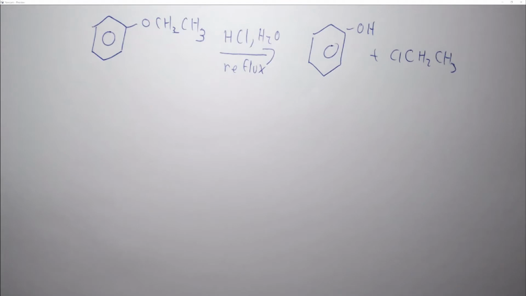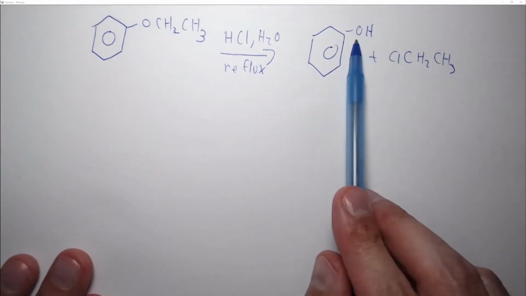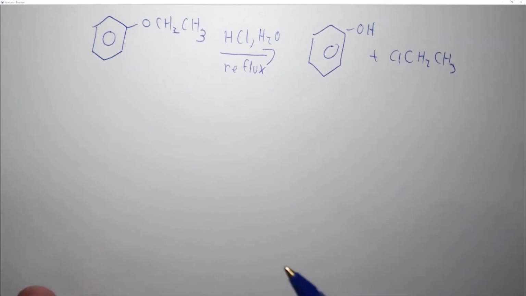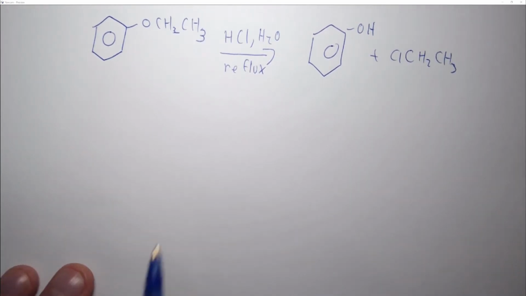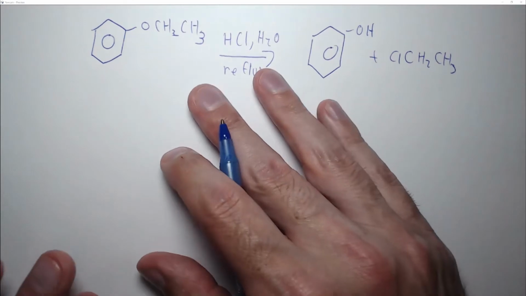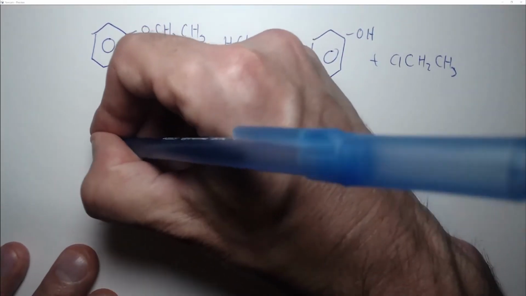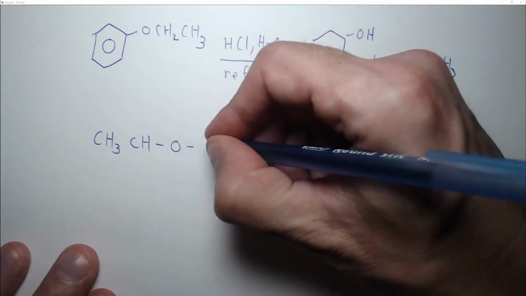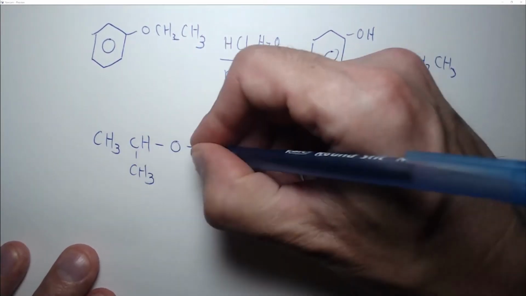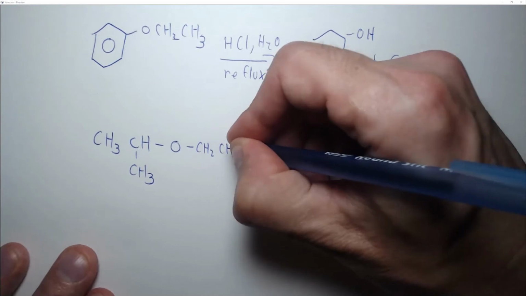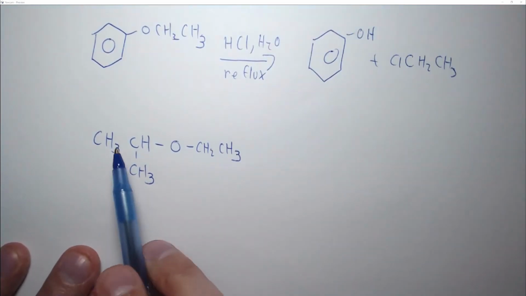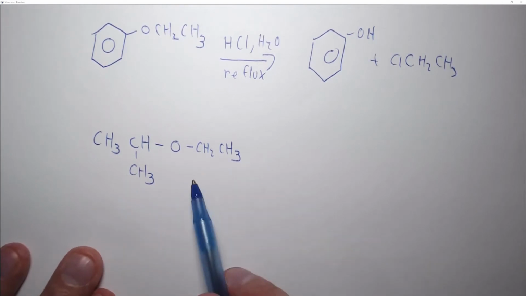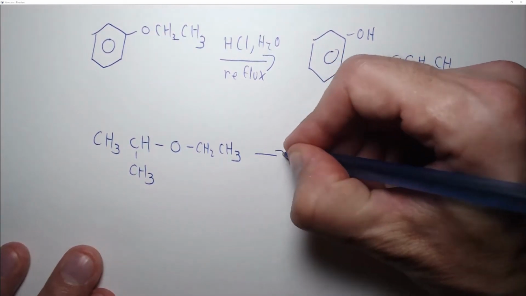Now in this example, you may wonder, why is the OH here and why is the Cl here? So let's look at a different example that illustrates this a little bit better. What we have is CH3, CH, bond O, CH3, CH2, CH3. So we have an ethyl isopropyl ether. So they're asymmetric and they're different. We add HI.